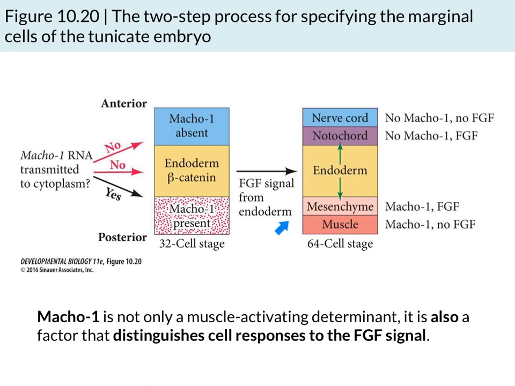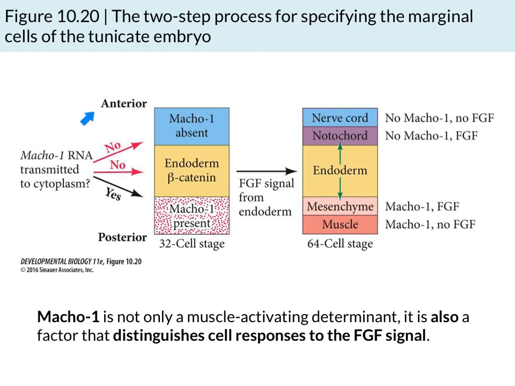In the vegetal pole, where the cells receive the MACHA1 transcription factor, those that also are exposed to FGFs coming from the endoderm go on to give rise to mesenchyme. Those cells that are located farther away from the endoderm, so they have the MACHA1 transcription factor but do not receive the FGFs coming from the endoderm, go on to give rise to muscle cells.